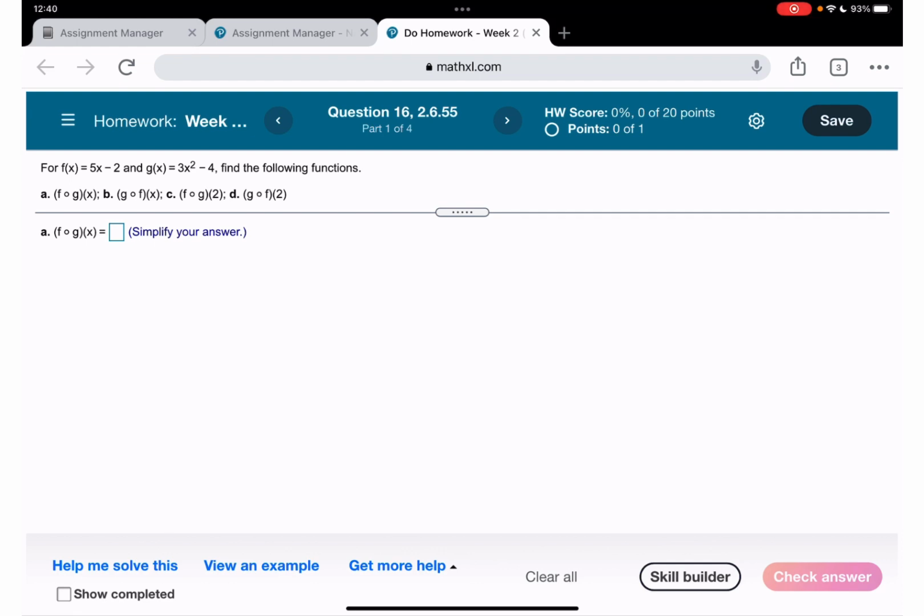Since it's giving f composed with g and g composed with f, that means it's not the same result. It's not going to be like multiplication, that 2 times 3 or 3 times 2. It's going to be different. So therefore, I'm going to start working on every single one of them.